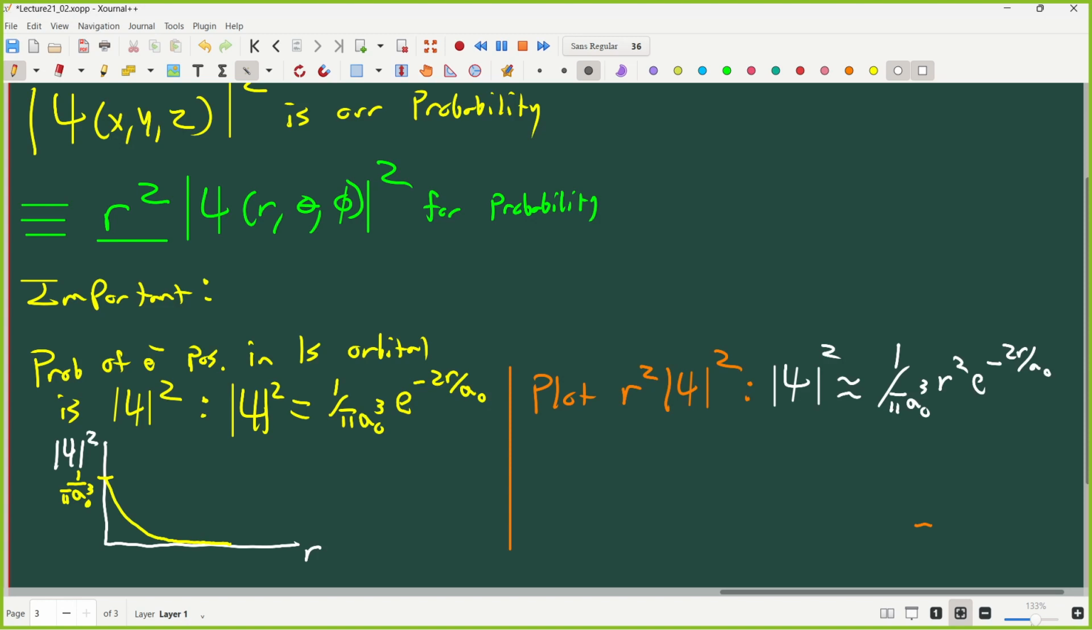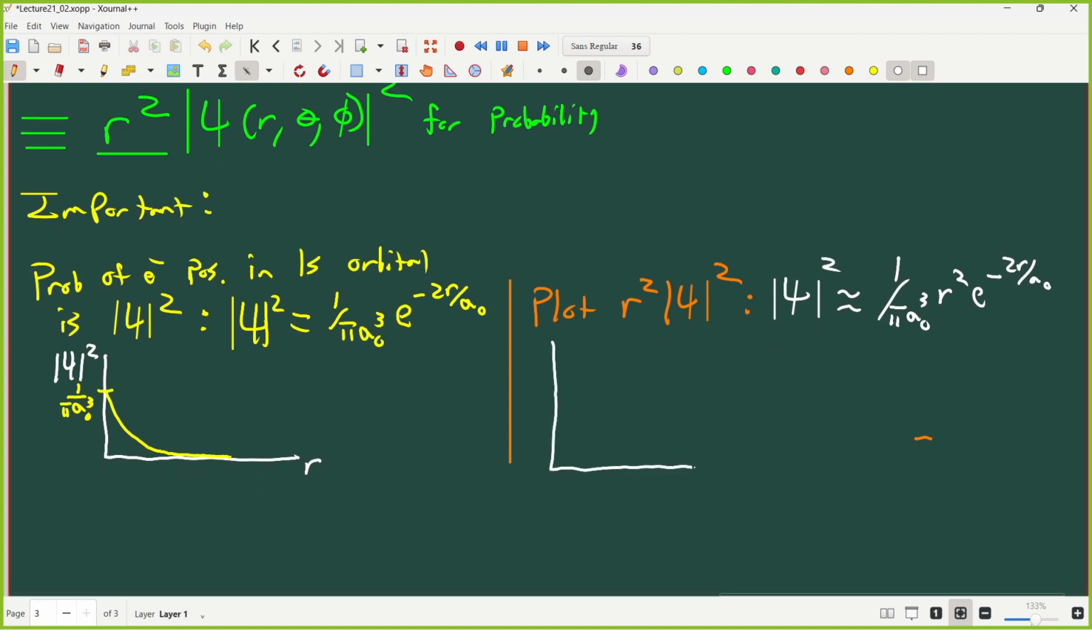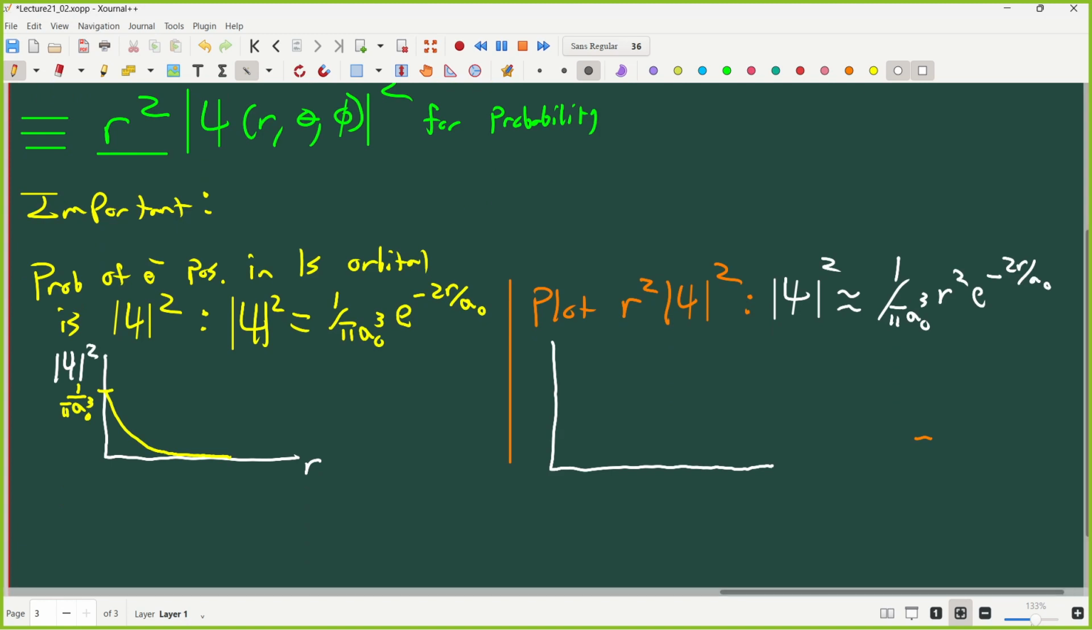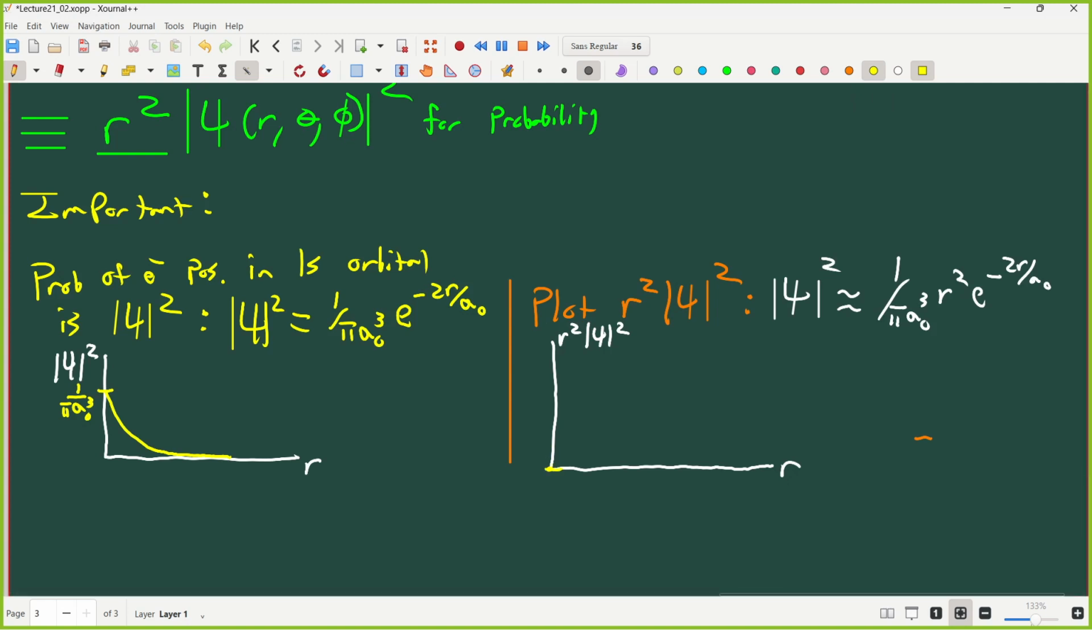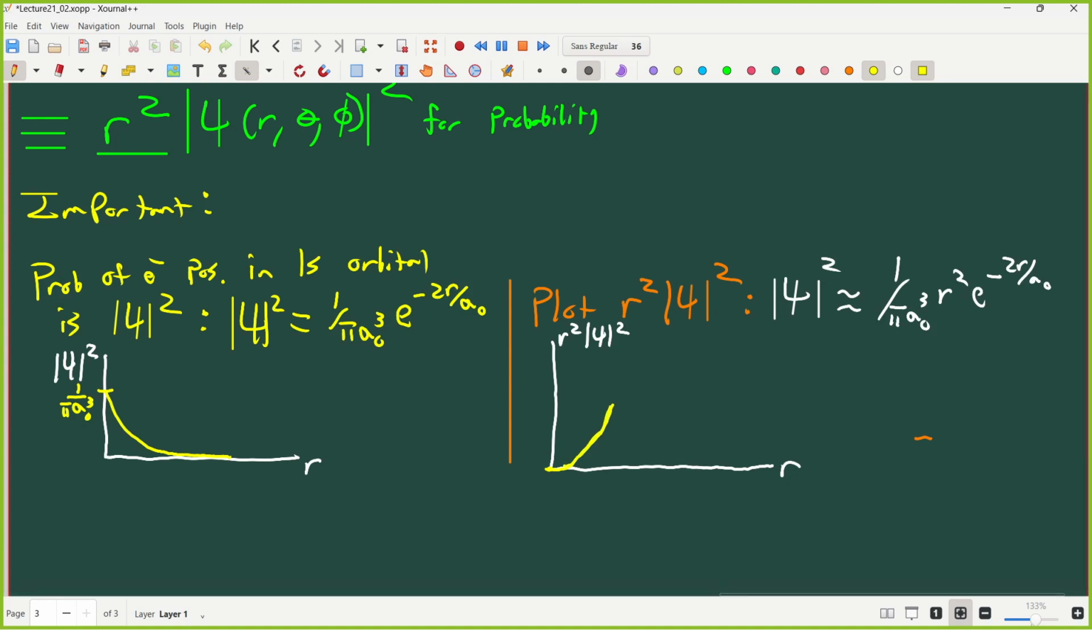Sorry, I'm just looking for my results here. There it is. And if you plot this function now, r squared psi squared, that's your y-axis, then the function is 0 at r equals 0, and it increases as r squared until the exponential starts to get increasingly small and it turns down and decays away.